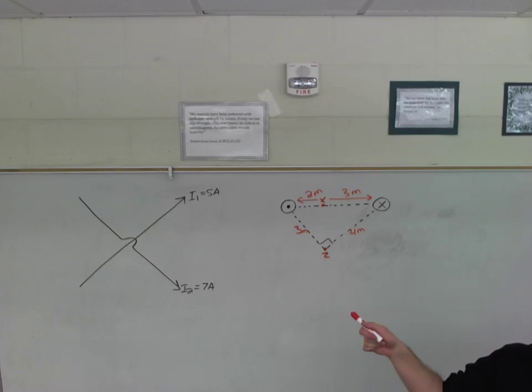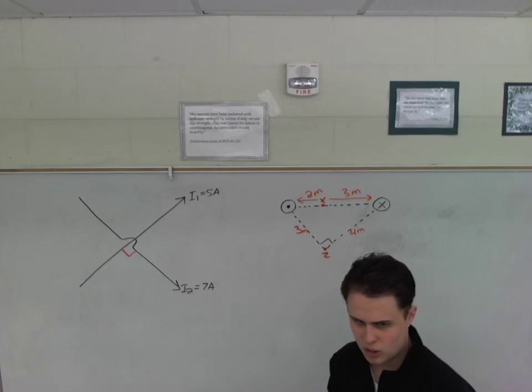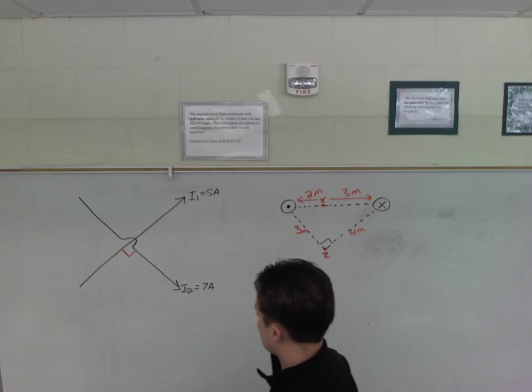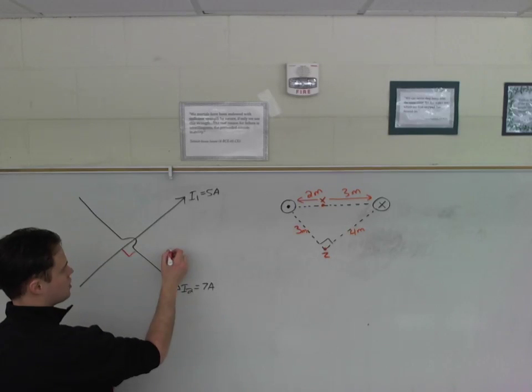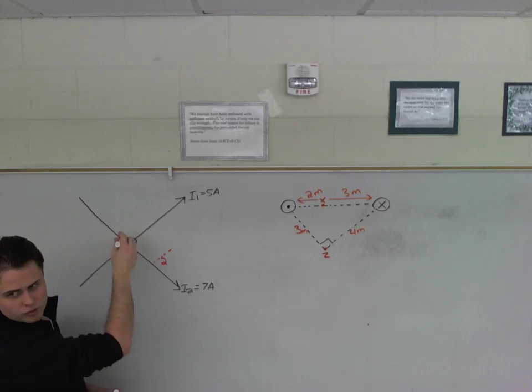Alright, so it looks like this time we have two current carrying wires. Looks like they cross each other at about 90 degrees, doesn't it? Is there 90 degrees on yours? Yeah, I think it's like 90 degrees. Okay, so where are we supposed to find the effect of the magnetic field created by those wires this time? At X. And X is 2 meters this way, and 3 meters from the other one.